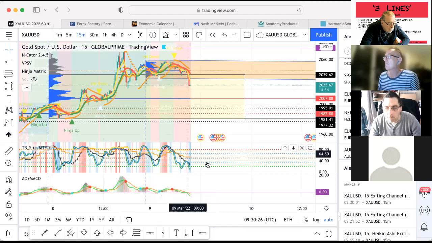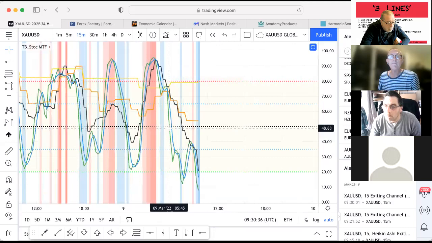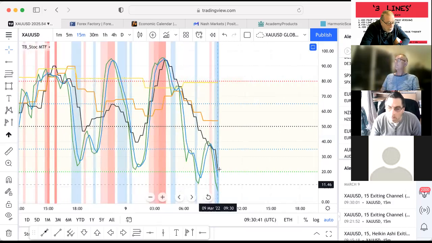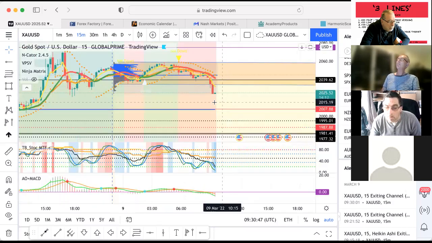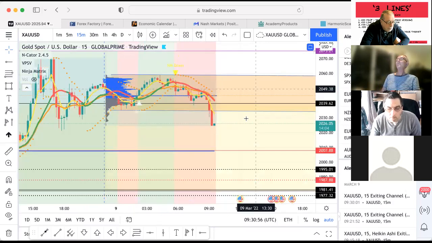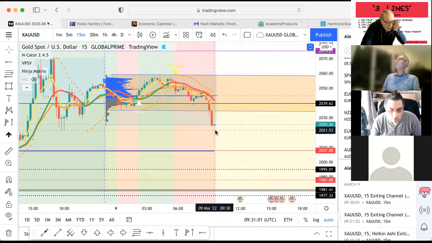The only possible fly in the ointment is the multi-time frame stochastic, which is showing the 15-minute is oversold and the 30-minute is almost getting in the same direction. That's the only thing that's going against us, except we've now got a green candle here. So maybe a bit of caution. It's still looking good for a sell, but there's a bit of resistance there.